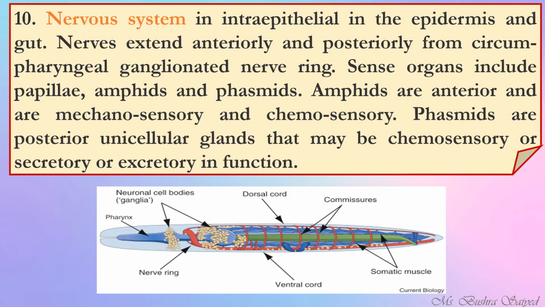When we talk about the nervous system, it is intraepithelial in the epidermis and gut. It means that it is in between the epidermis and the gut. There are nerves which are located anteriorly as well as posteriorly. Here if you see in the diagram, the whole body consists of nerves. Here is the nerve ring, that is the circumpharyngeal ganglionated nerve ring. Sense organs are papillae, amphids and phasmids.